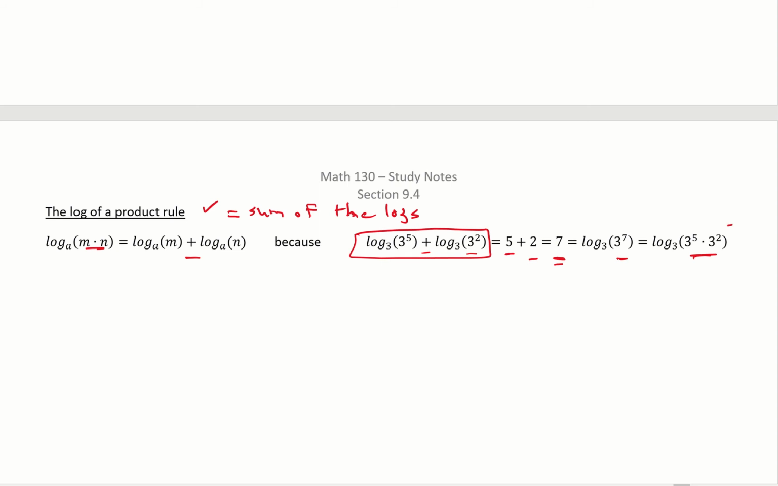Okay, look at this side and look at this side. Log base 3 of a product is equal to the sum of the logarithms on the left-hand side. Kind of funny, kind of weird. That's how I did it anyway.